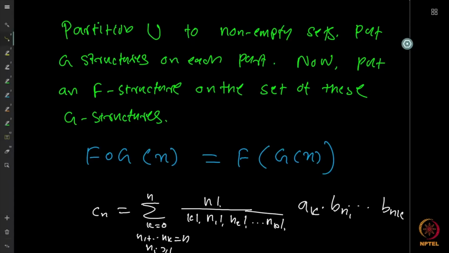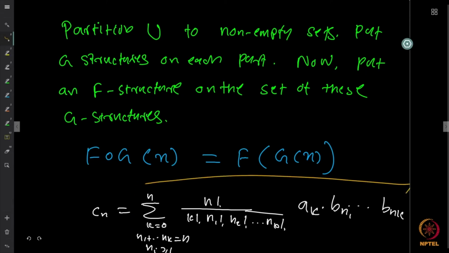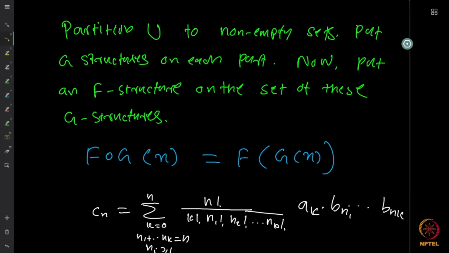Okay, so one can verify that the number of F composition G structures on an n element set U is given by the following formula. If you do this, you will get the summation over k equal to 0 to n, of n factorial by k factorial, into the sum of n1 factorial into etc. nk factorial, where the summation of the ni is equal to n, and each of the n's is at least 1, times a_k into b_{n1} etc. b_{nk}, the product of b_{n1} to b_{nk}.